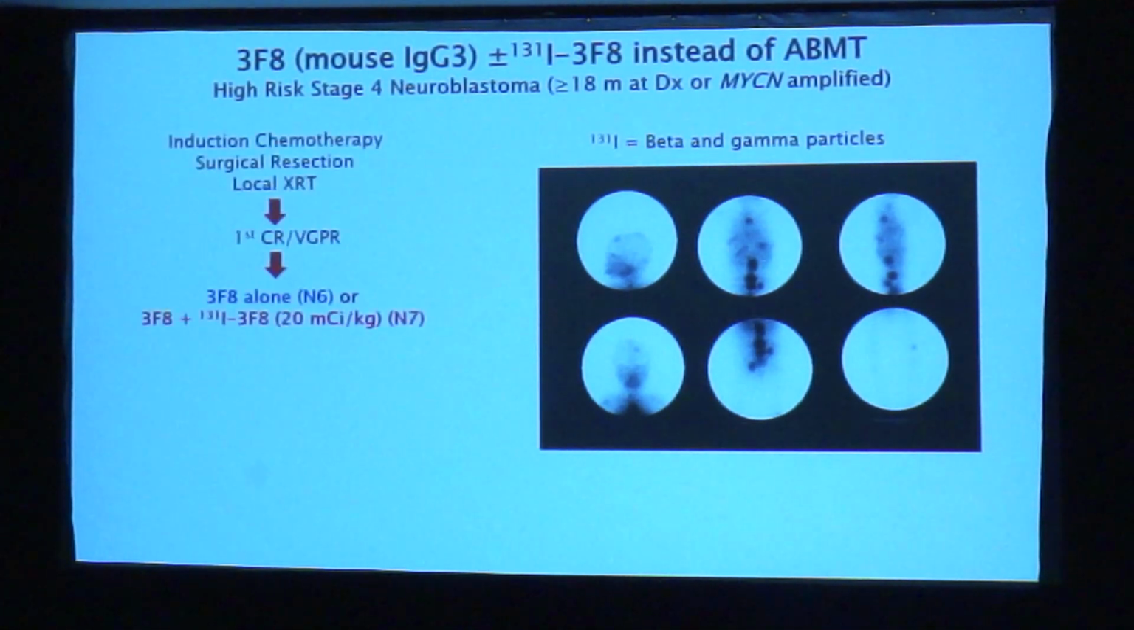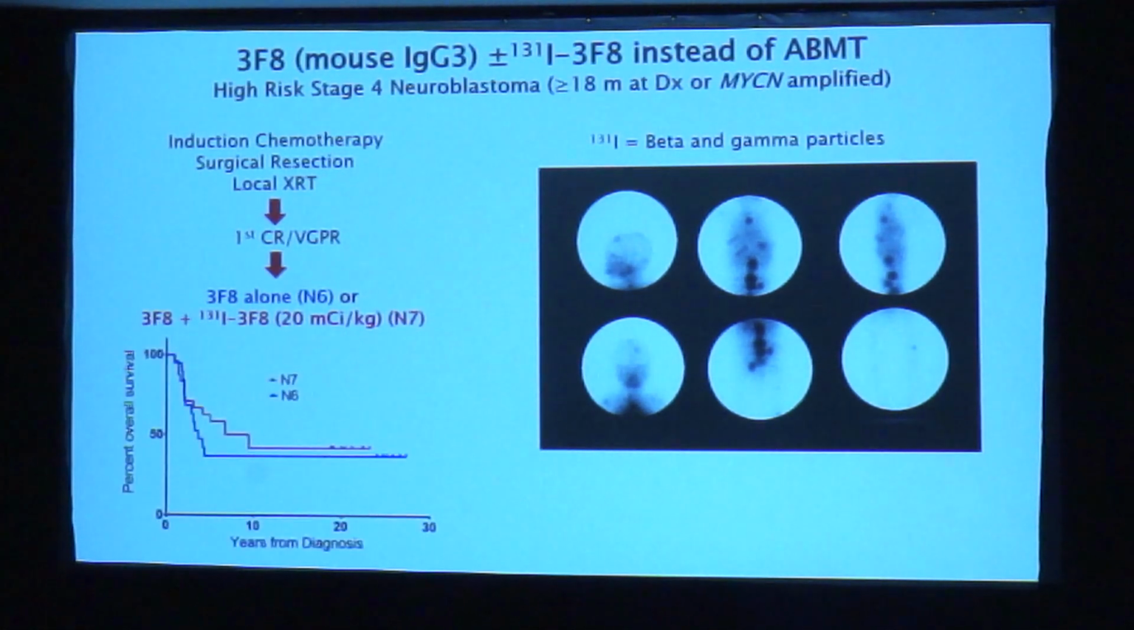But it turns out, when we started to study early on using antibody 3F8 in substituting for transplant, and then we tried another study, which is N7, combined with radiolabeled antibody. Initially, we were encouraged. It looked like the patients were doing better, but in the long term, there was no real benefit adding in the radiolabeled antibody, or a drug conjugate in a way. So this is an important lesson that we learned.